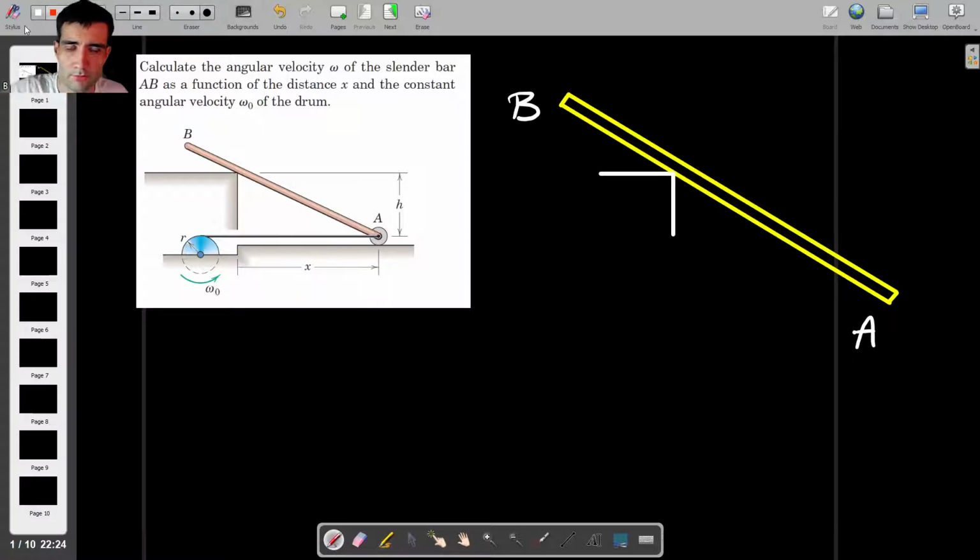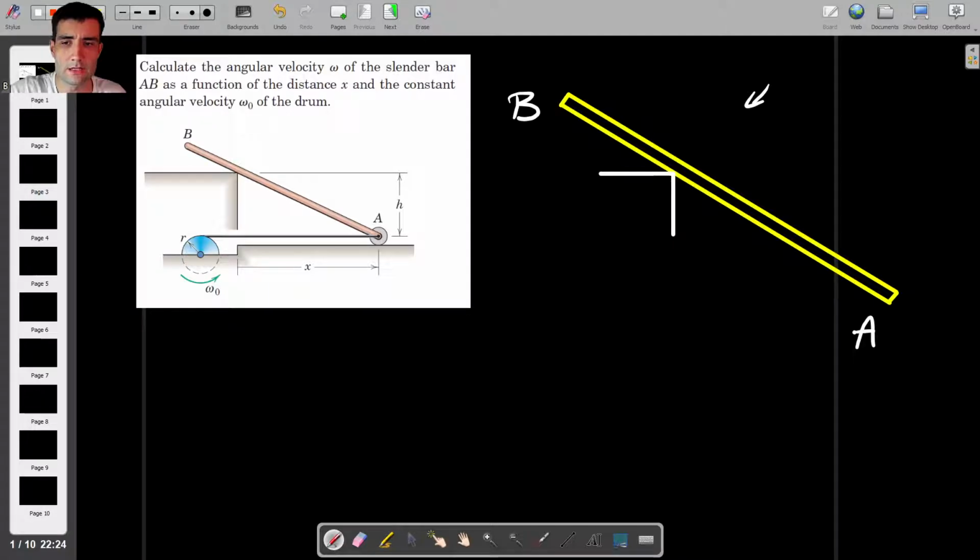What I would normally do is draw the free body diagram. Okay, so I would draw the bar, and well, actually in this case it's a kinematics question, so having a free body diagram with all the forces is not very useful. So we have to think a bit about what we can add to this drawing here.